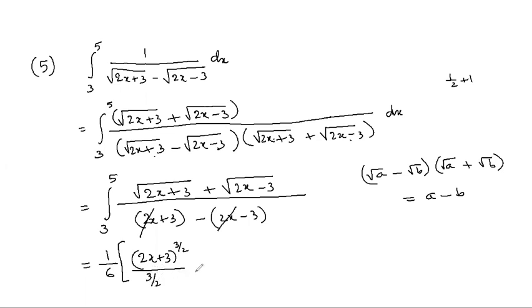Should I do something more? What do I have to do? So you have to multiply by 2 in the denominator. Coefficient of x is 2. So divide by the coefficient of x.